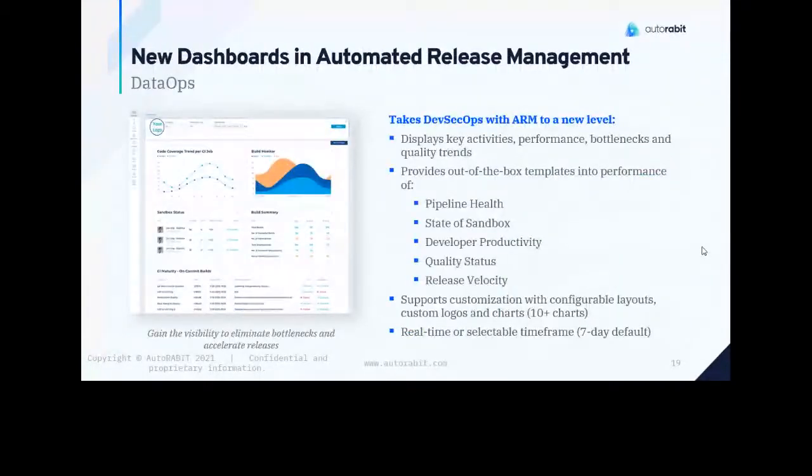This is again the DataOps capability or KPI dashboard, which you would be able to see on a real-time basis, where you could see key performance indicators, bottlenecks, quality trends, pipeline health, state of sandboxes, developer productivity, quality status, release velocity, all those things. So over a period of time, we have been innovating this so that we can add more and more widgets and more dashboards to it. There are around 10 plus charts now, and over a period of time, we are going to make it more and more predictive-analytics based.